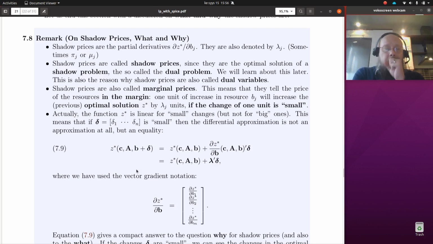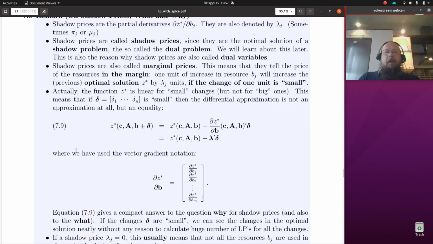What you should remember here is 7.9, in the sense that this here equals this. So this is how the lambdas, the shadow prices come, if this delta vector is small enough. Okay, that's the why and what of shadow prices.